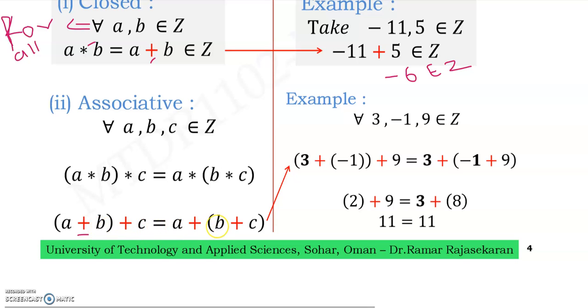Actually this is true. How is it true? Now you see the example. You take any three numbers in Z. Now apply. See here, A is 3, B is minus 1, C is 9. You apply in this rule. First you simplify within the bracket. Now the answer is 2 here. Here simplify within bracket, answer is 8. So you see both sides, you are getting the same value. Similarly, you take any set of three numbers, 100, 25, minus 1000. You apply this, definitely both sides are equal, which means associative is valid.